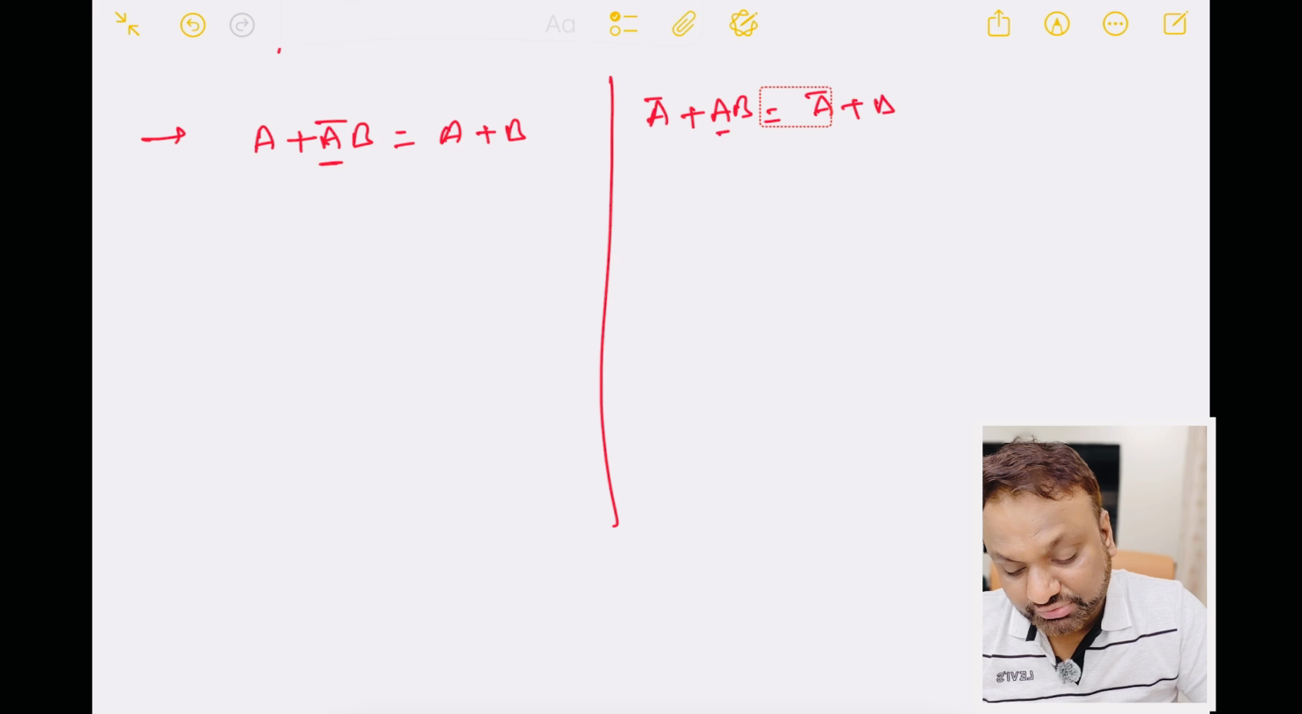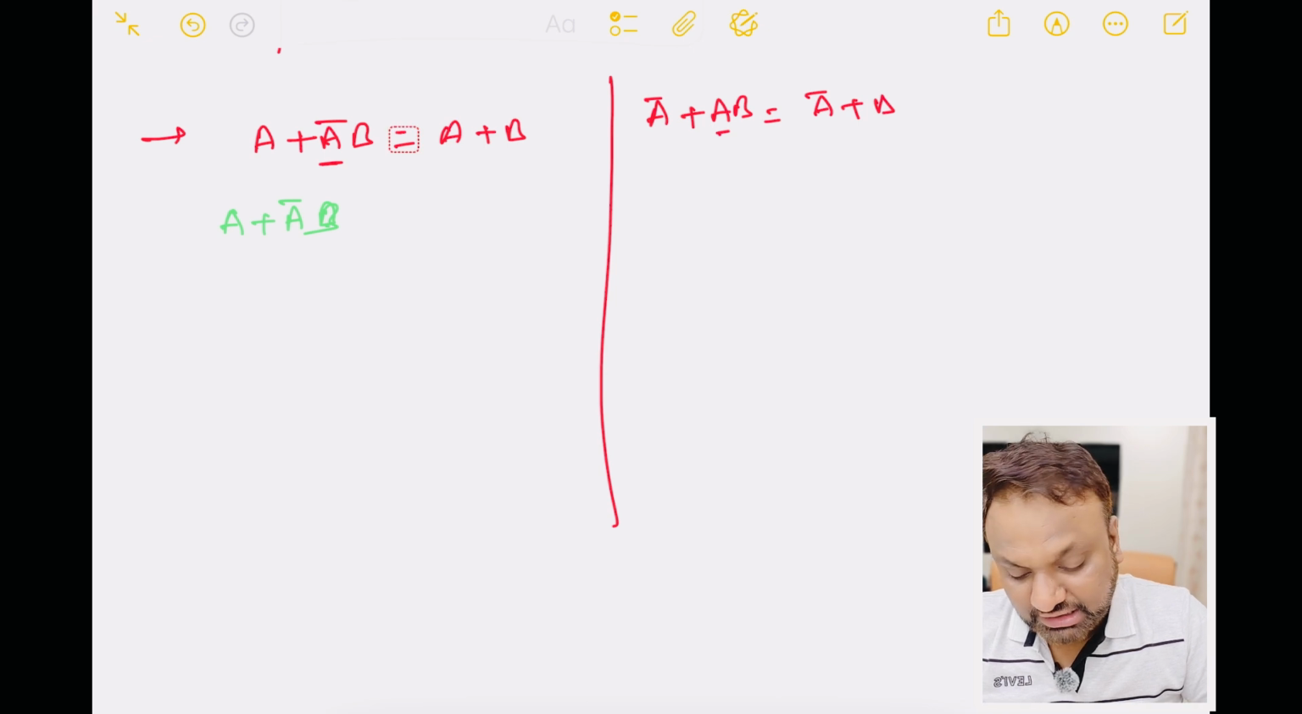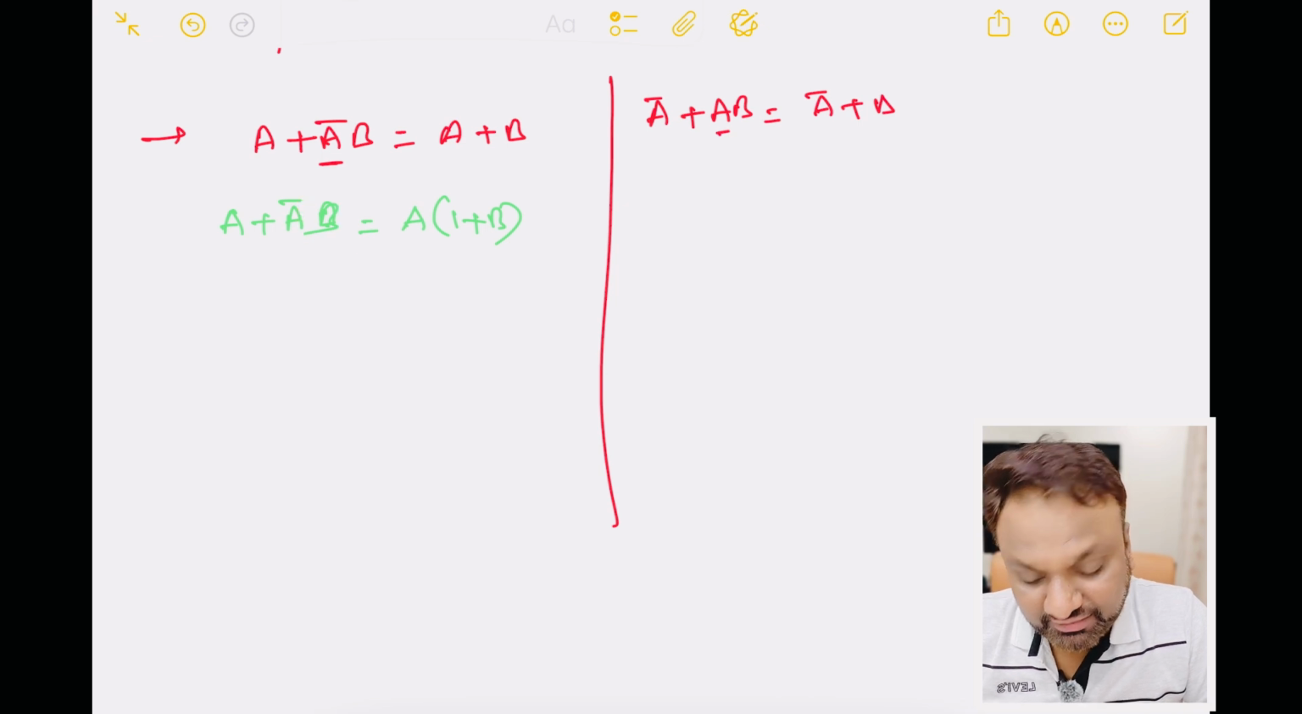What is the proof? You can see here, this is A plus A bar B. I will take the LHS. How can I write this one? I can write this as A into (1 plus B), because when I add 1 plus B, it is equal to 1, and A into 1 is equal to A, so I can add this one.